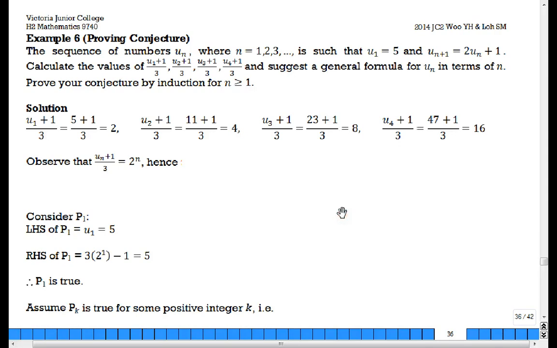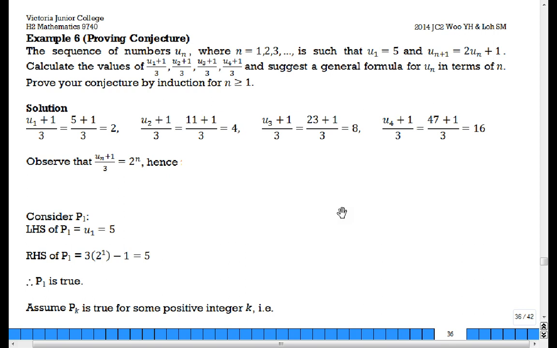Okay, example 6. Every example, can you have attention? We try not to give you too many examples, but every example we give you must have something different. Example 6 is one that students don't really like because it involves you to come up with something that you are to show. You are to prove. That means, have attention. Okay?